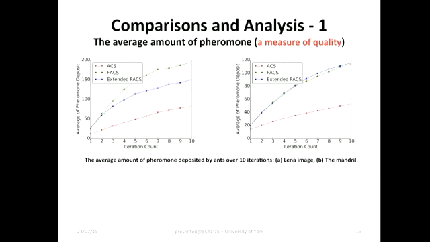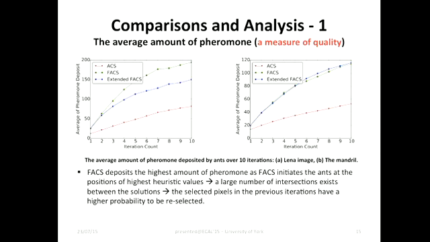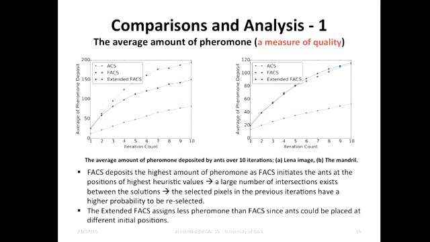We perform our comparison between the three algorithms in two terms. First, the measure of quality, where we use the average amount of pheromone, and here we see that the best algorithm is FACS, on the left for the Lena image and on the right for the mandrel image. And this is sure because we are initializing on selected initial positions, so there is a lot of intersection between the solutions we are producing.